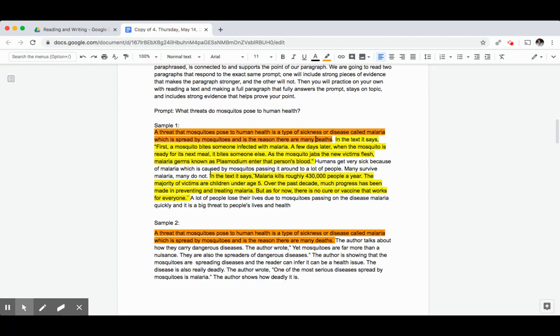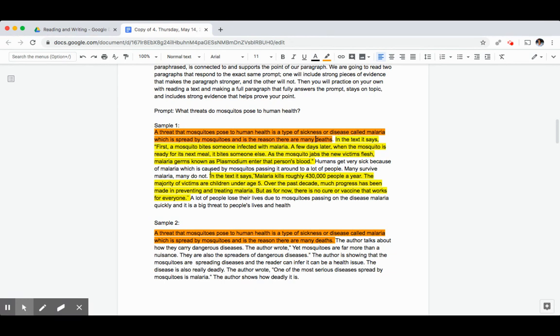A threat that mosquitoes pose to human health is a type of sickness or disease called malaria, which is spread by mosquitoes and is the reason there are many deaths. The author talks about how they carry dangerous diseases. The author wrote, "Yet mosquitoes are far more than a nuisance. They are also the spreaders of dangerous diseases." The author is showing that the mosquitoes are spreading diseases, and the reader can infer it can be a health issue. The disease is also really deadly.